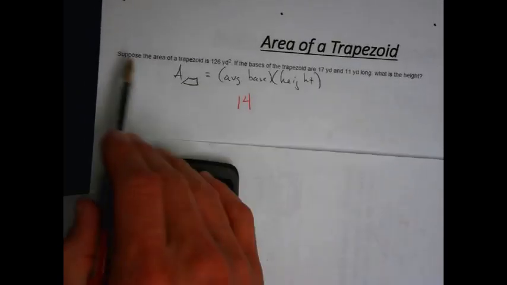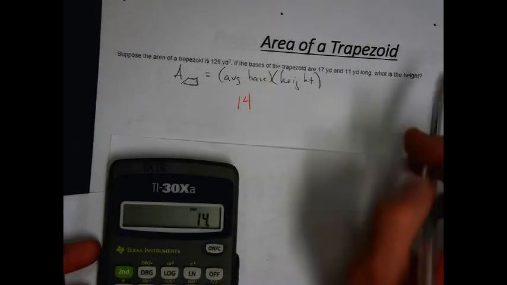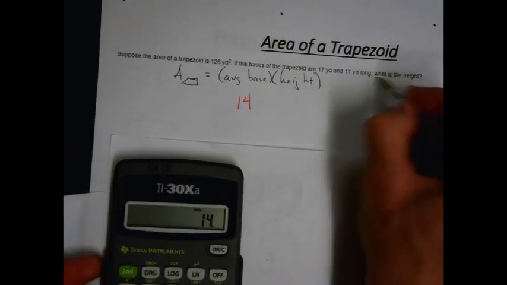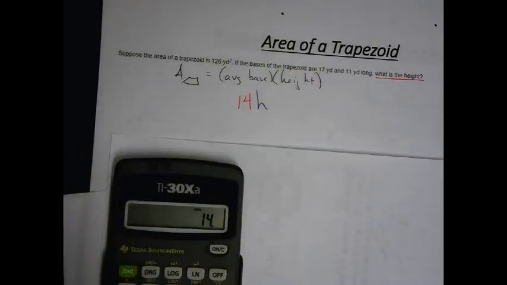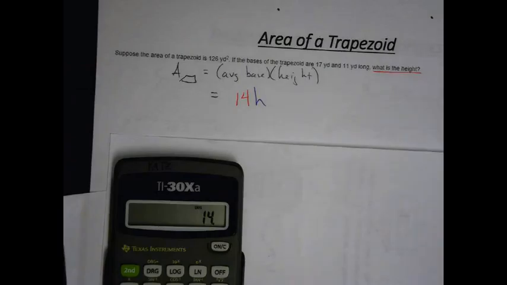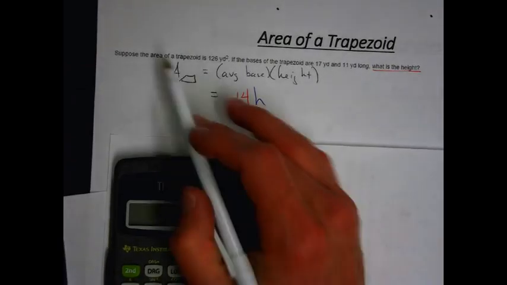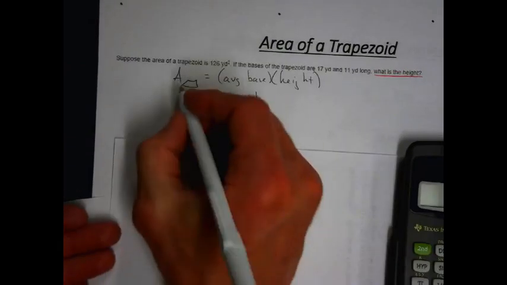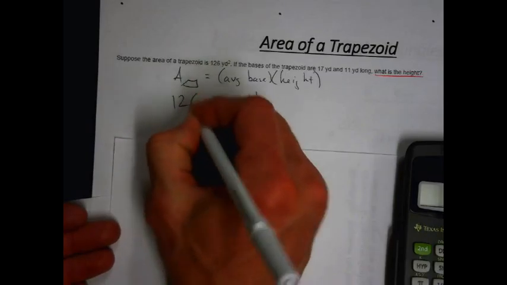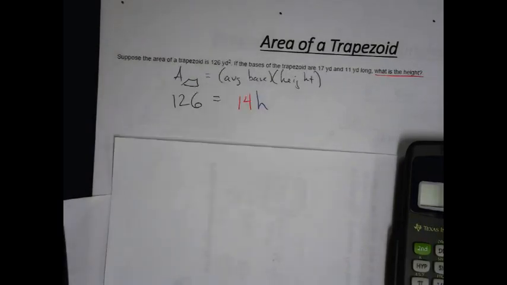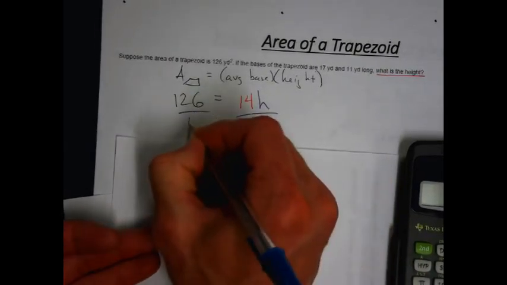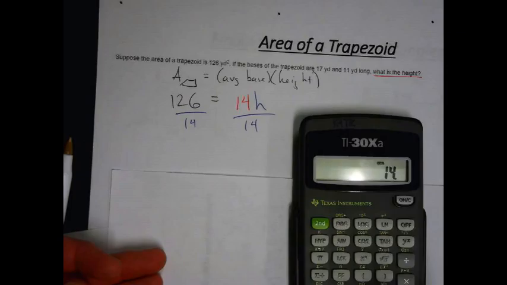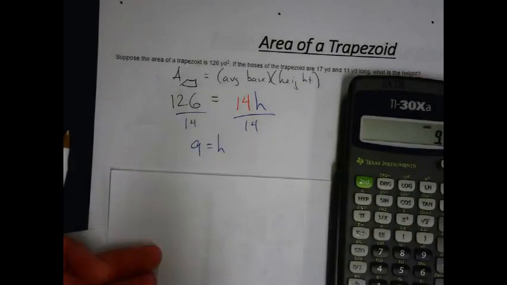Let's see, what's the height? The height is what we're looking for. It says, what is the height? So that becomes our variable. And then we have our equals, equals what? Well, it equals the area, right? Suppose the area of the trapezoid is 126 square yards. Got it. So how are we going to find the height? A little bit of basic algebra: divide by the old 14. So 126 divided by 14 equals 9. Oh, that's convenient. So 9 equals h.